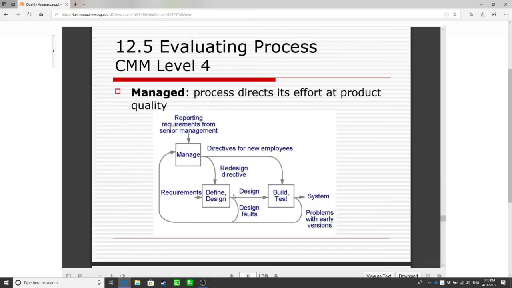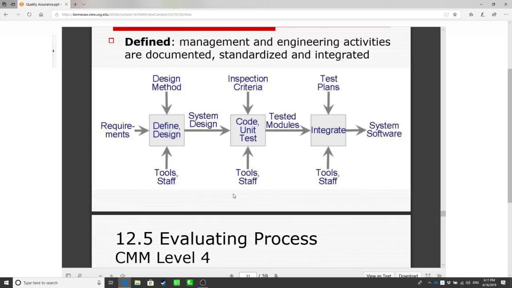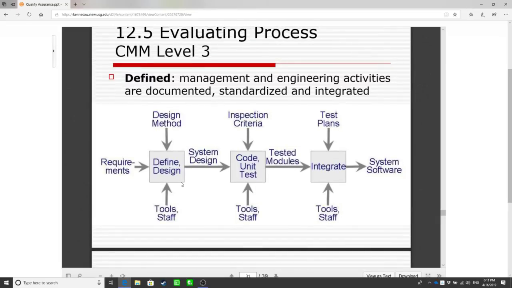Yes. So we can have some directive to the activity of design, directives for new employees, build, test. So it's kind of a loop back. Some feedback can be taken into consideration by the management. Okay, so that's CMM4. It's not in CMM3. In CMM3, we just stick to this whole thing.